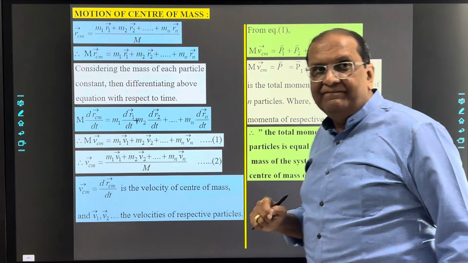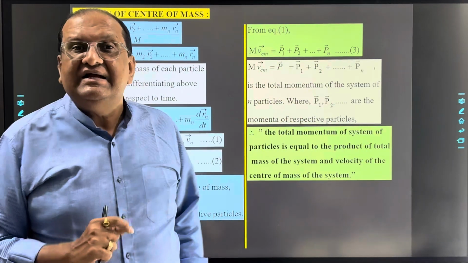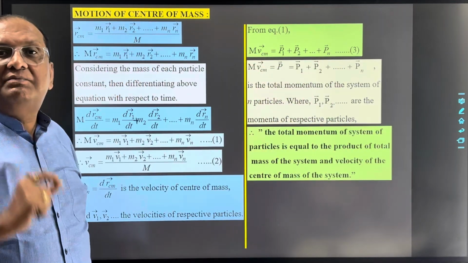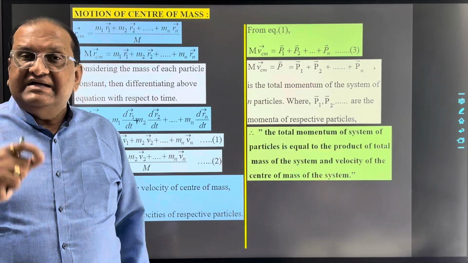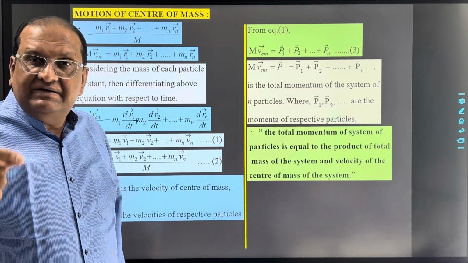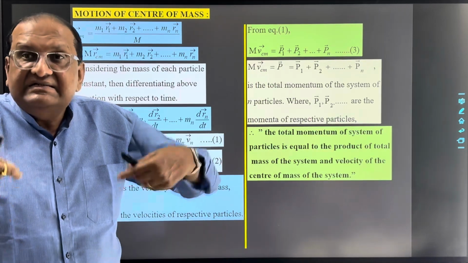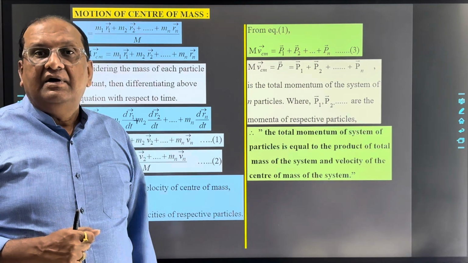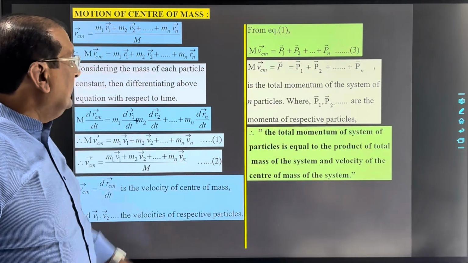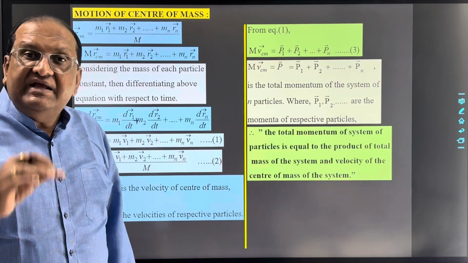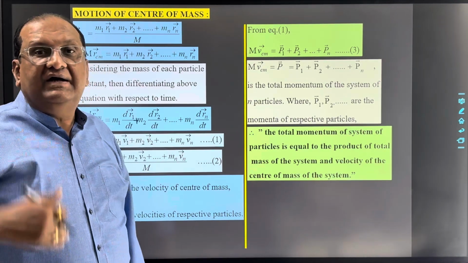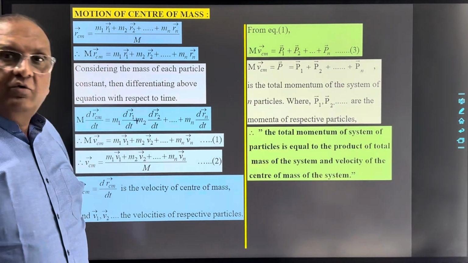It implies that you can understand the importance of the center of mass of the system. The center of mass of the system itself behaves as a system. In other words, we can say the center of mass of the system is the representative of the system. Clear to all of you?